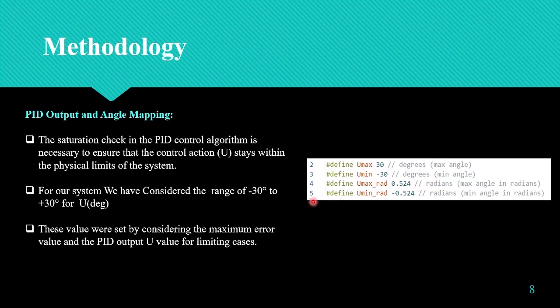The saturation check in the PID controller algorithm is necessary to ensure the control action U stays within the physical limits of the system. So we have to define Umax and Umin, and Umax and Umin for radians also. For our system, we have considered the range of minus 0.524 to plus 0.524, which is basically minus 30 degrees to plus 30 degrees. These max and min values were calculated by observing the values of U for limiting cases where the error was maximum.